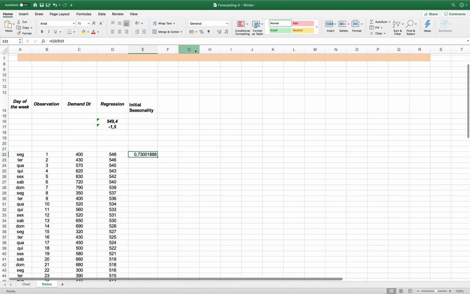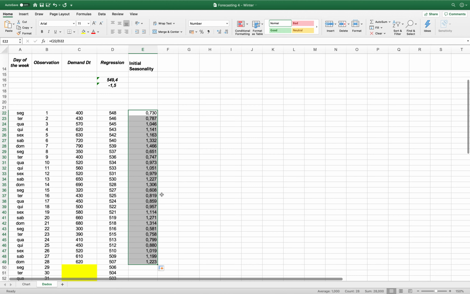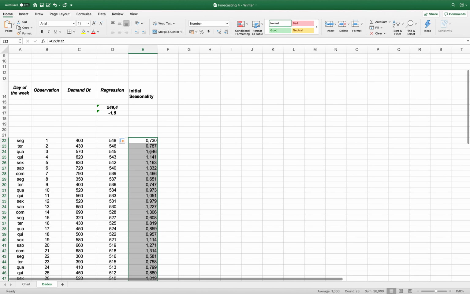And we see that here it's 0.73, meaning that the demand is less than the baseline demand, at 73% of the baseline demand. If we copy that until the last figure we have all the initial seasonalities for all periods. So with this calculation, now we will start building here the complete method.